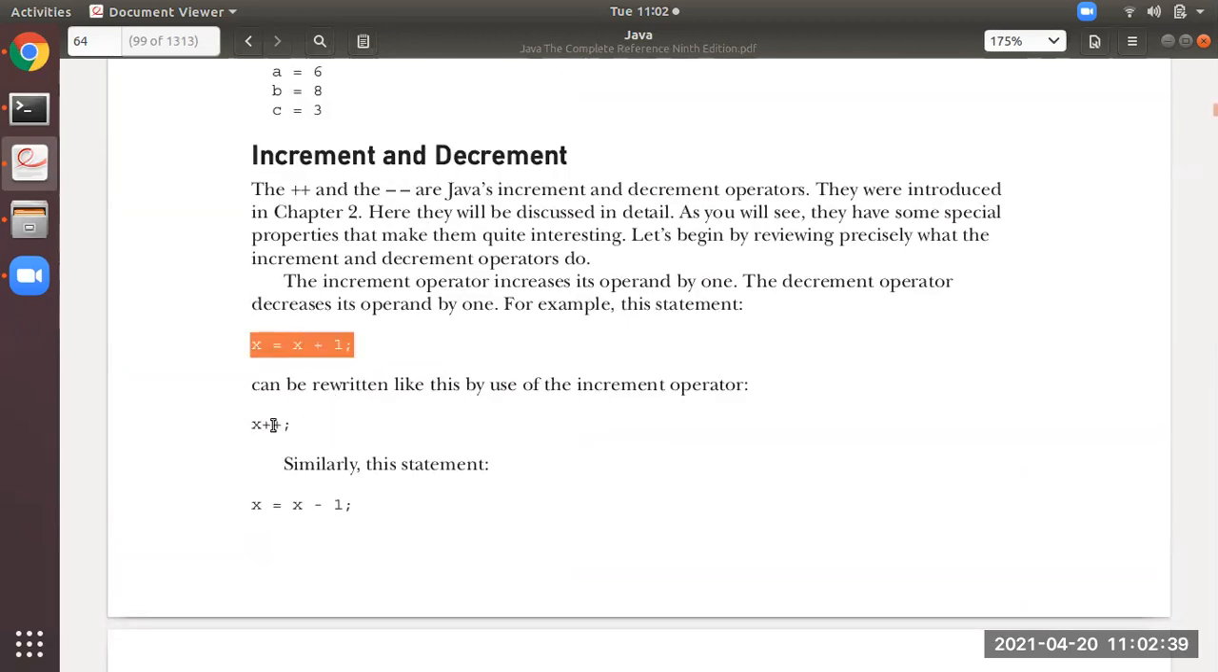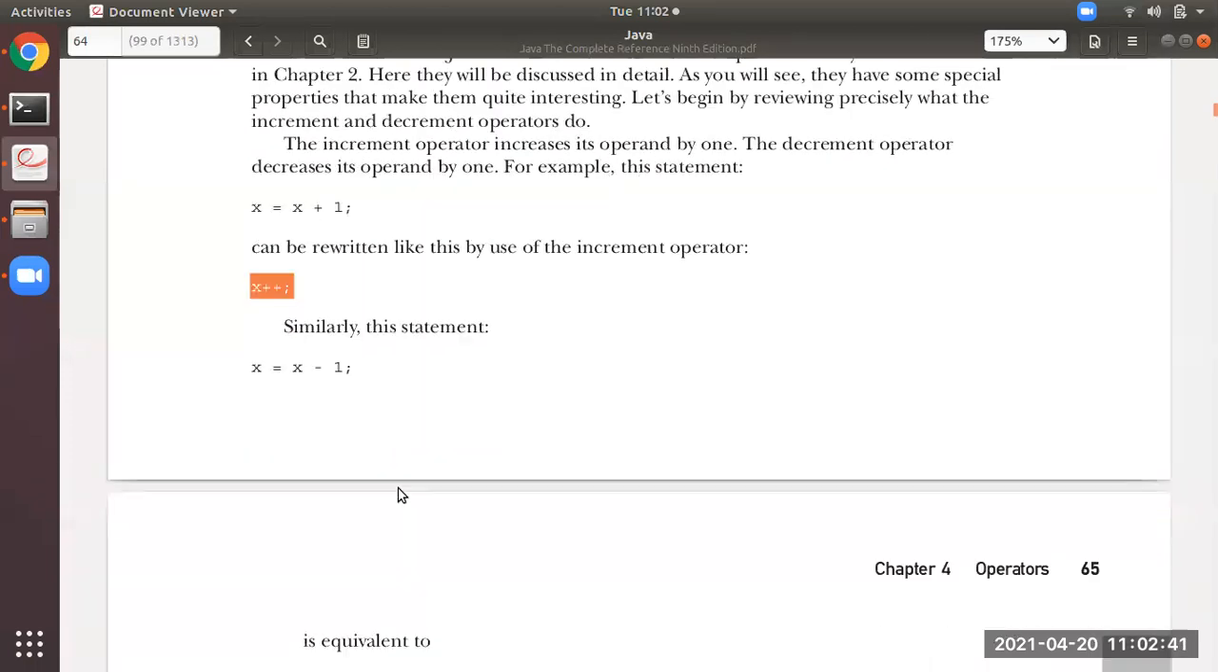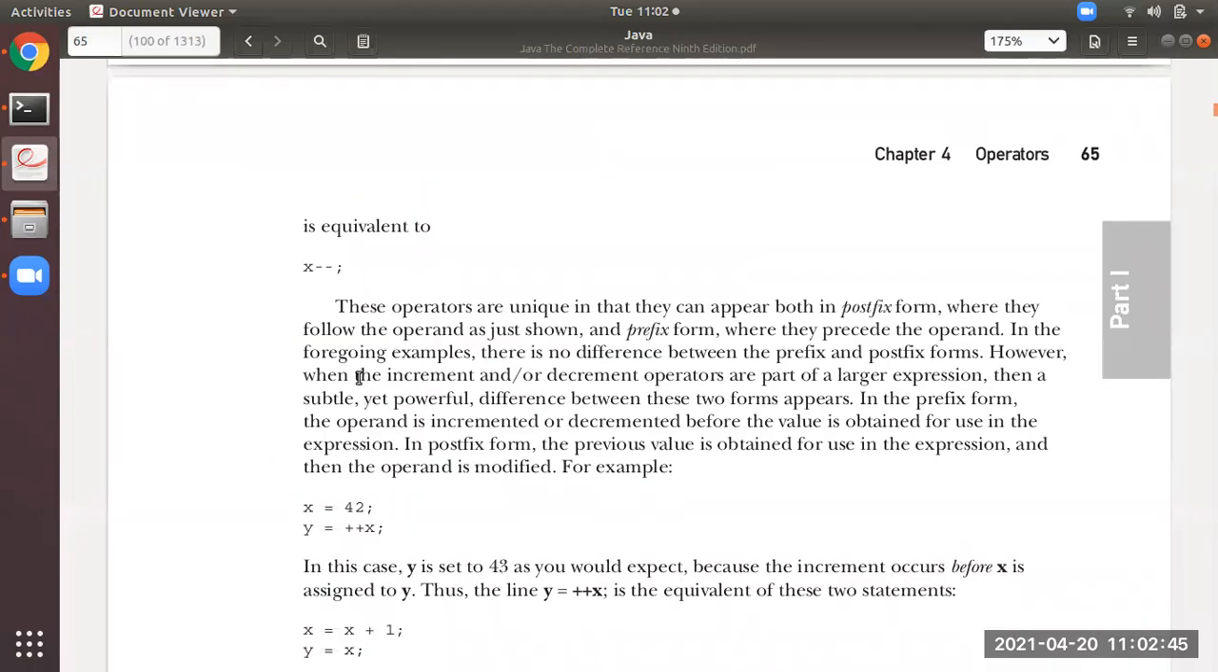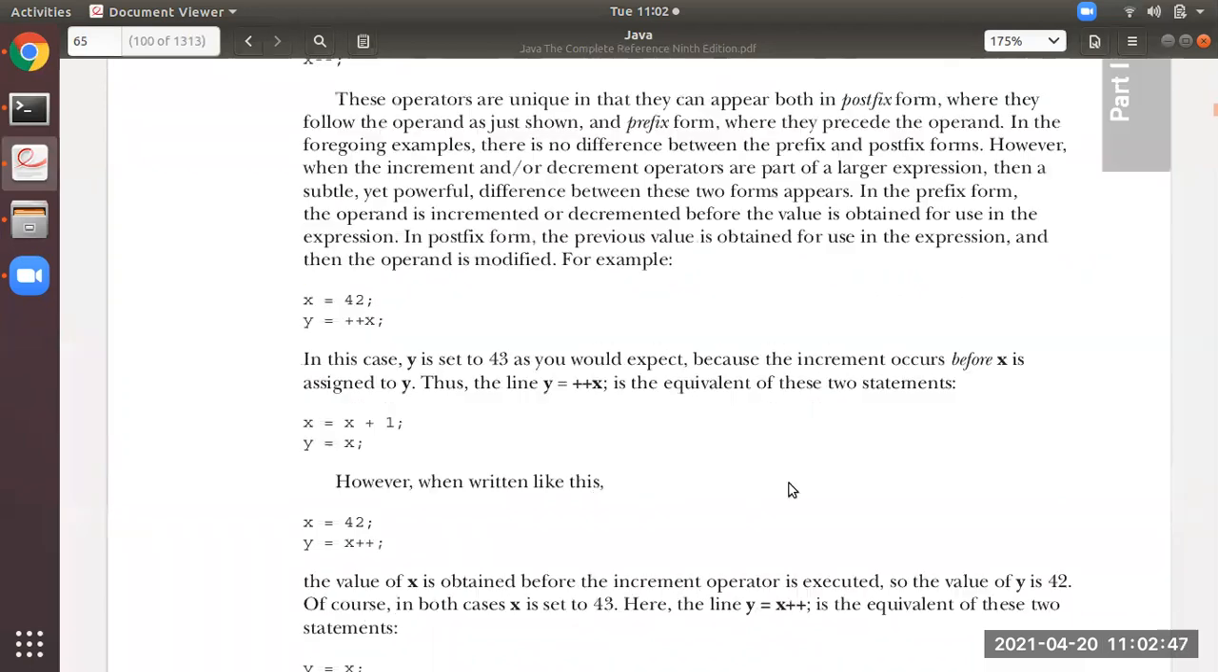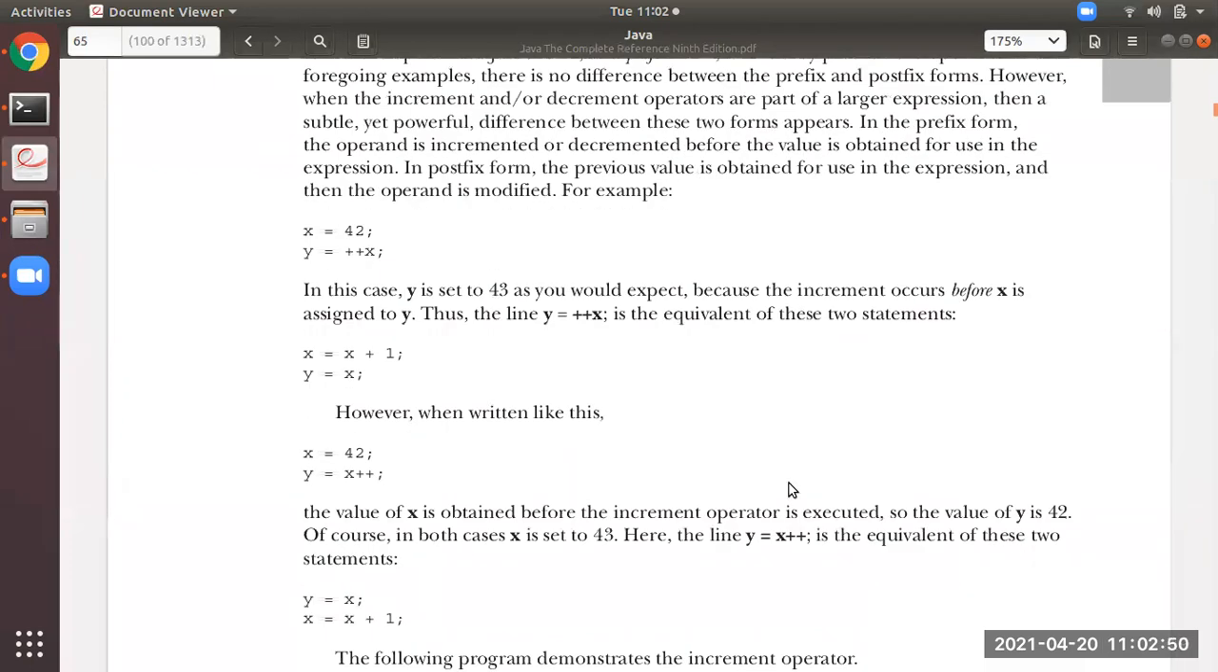Then increment and decrement. X equal to x plus 1 can also be written in this way, x plus plus. X equal to x minus 1 can also be written in this way, like this. Okay, students, see here a few points to discuss. Please concentrate well. X equal to 42 now. What is this? Y equal to plus plus x.